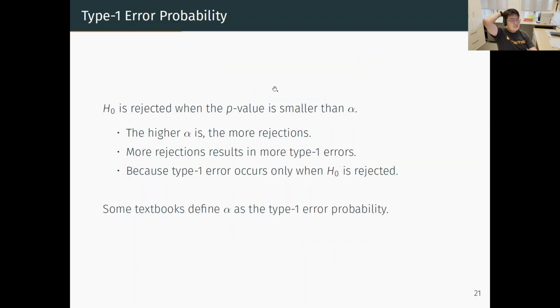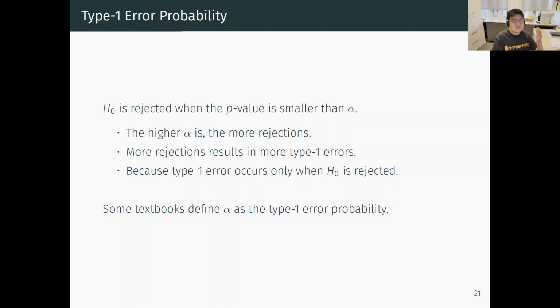So you can think of it this way. H0, the null hypothesis, is rejected when the p-value is smaller than alpha, right? That's how we started our p-value approach. That means the higher alpha is, the more rejections. When you increase alpha, you are rejecting more. Type 1 error happens only when you make rejections. So when you are willing to make more rejections, you are going to make more type 1 errors, right? So as a result, actually alpha is type 1 error probability.